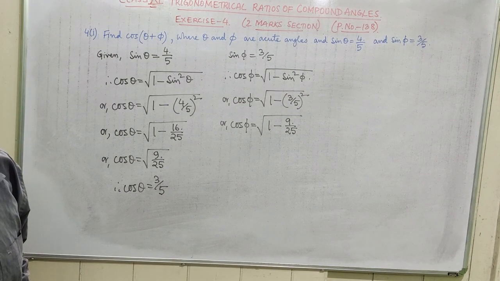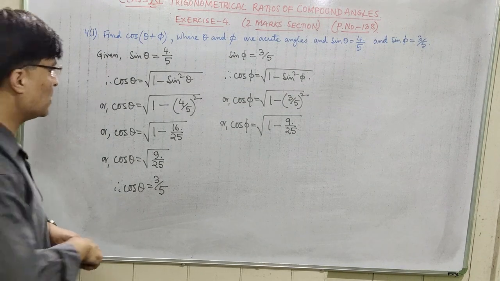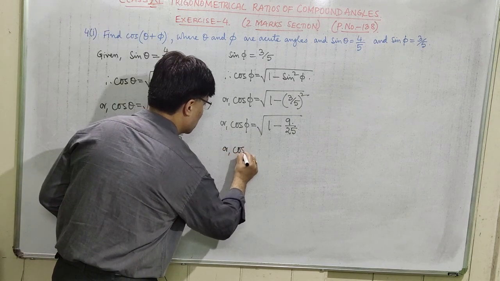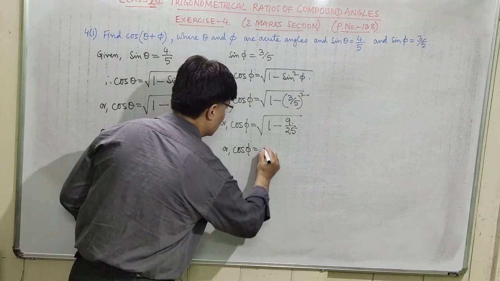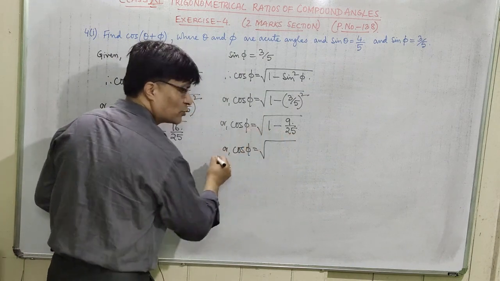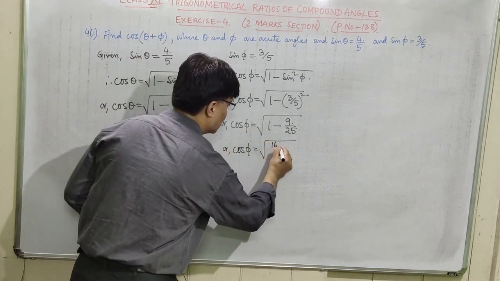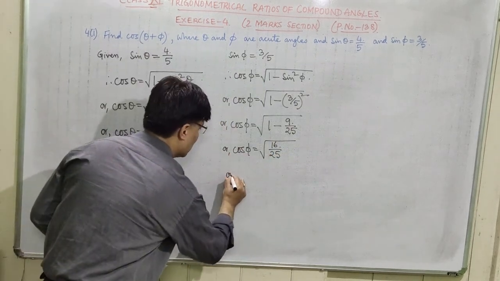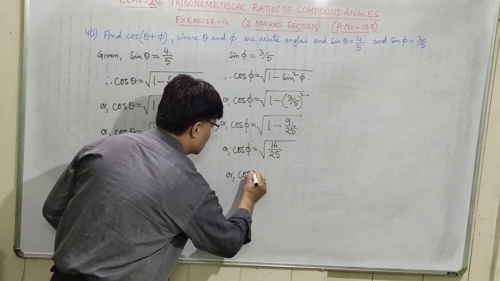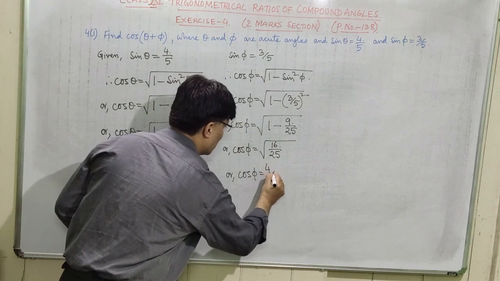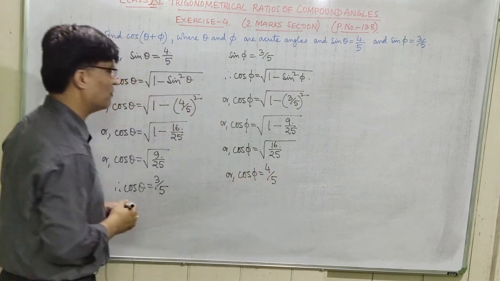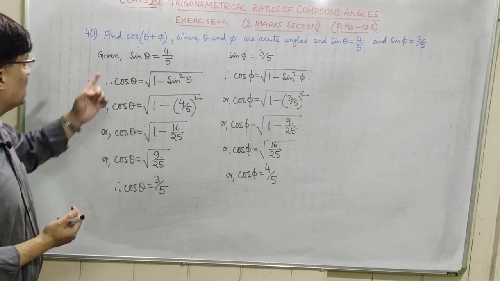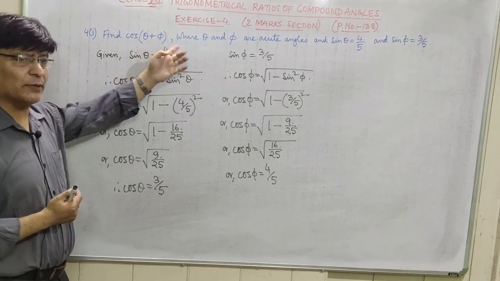So next, cos phi is equal to root over 25 minus 9 over 25. That is 16 by 25. So cos phi is equal to 4 divided by 5. So we have got the value for cos phi also. Now you can easily get the value for cos of theta plus phi.